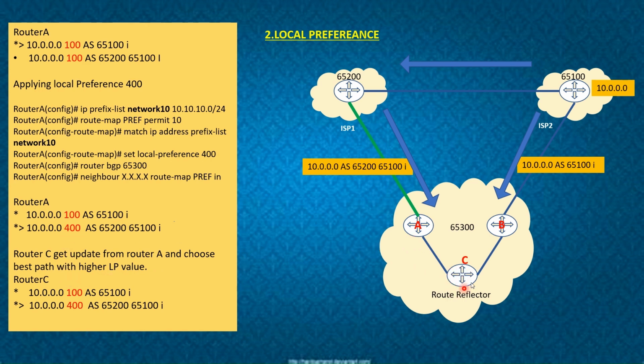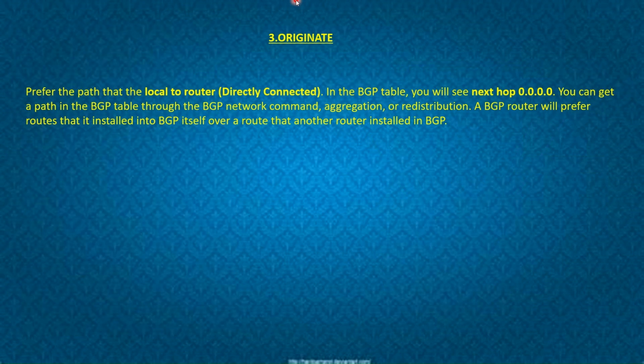So every time router C wants to go to the 10 network, it will send the packet to router A. Even router B, whenever it has to reach network 10, although it is directly connected to ISP2, it will not send the packet directly. It will send this packet to router A, and via router A it will reach the 10 network. Okay, so this is how we can manipulate the outgoing traffic with the help of local preference.